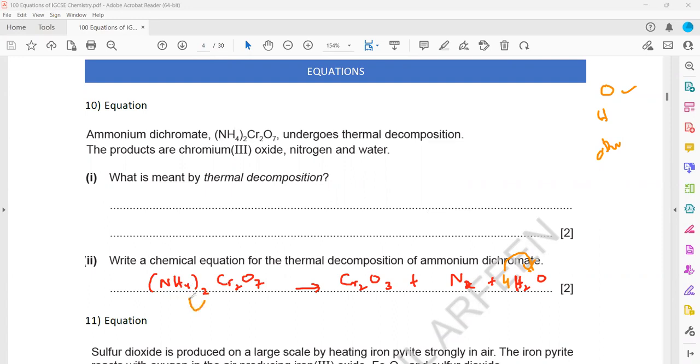How many hydrogen? 4 multiplied by 2, 8. So hydrogen is also balanced. Then nitrogen: this 2 is with nitrogen, so nitrogen 2 is balanced. Chromium 2, chromium 2. So this equation is balanced now. Is it clear? This is the balancing part. So start balancing with oxygen, followed by hydrogen and then other elements.